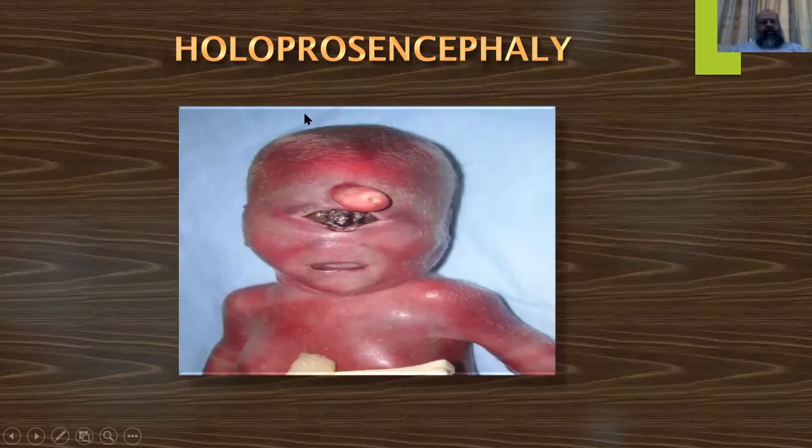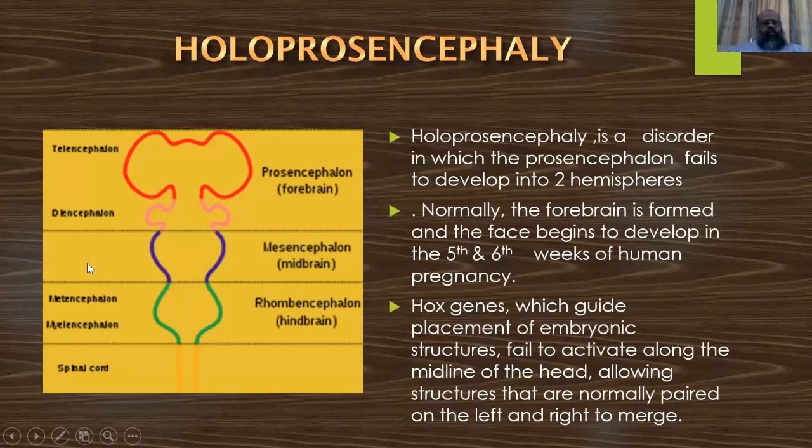Then is holoprosencephaly. Holoprosencephaly, as we saw in the differential diagnosis slide, will have mid-face abnormalities. Fused thalami, which can be partially or completely fused. There is a single eye and a structure at the center, which is called proboscis. This is the prosencephalon, which is the forebrain, midbrain, and hindbrain.